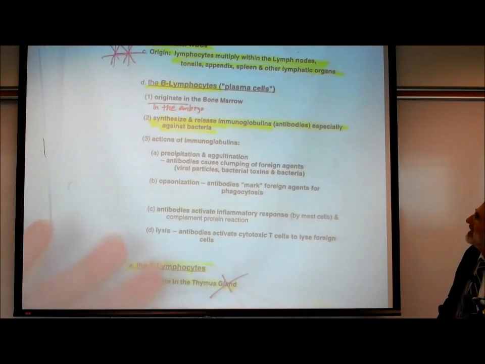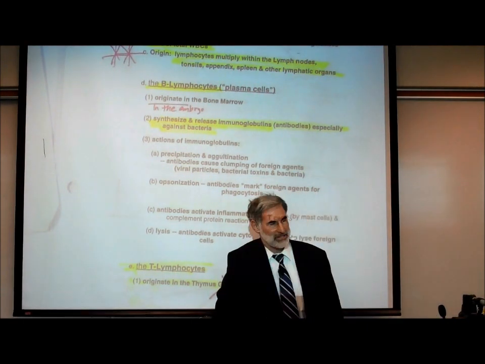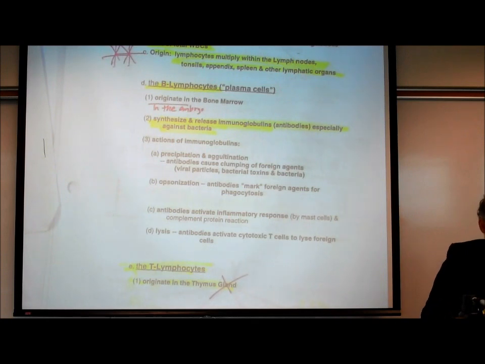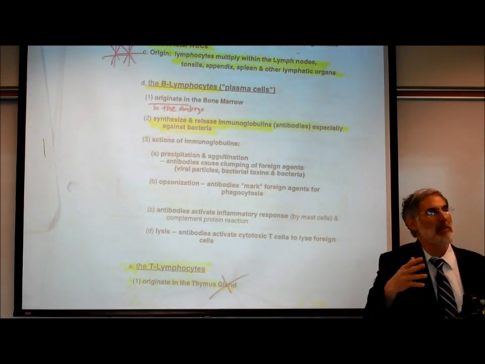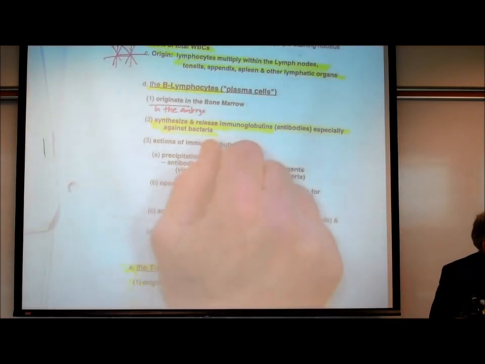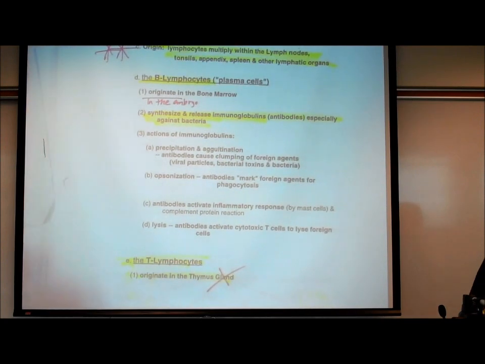Now, what do the B lymphocytes do? They produce immunoglobulins. Immunoglobulins are also known as antibodies. So the way that I try to remember B lymphocytes is the B lymphocytes produce the antibodies, which are more properly called immunoglobulins. But that's how you remember them. They produce the antibodies.